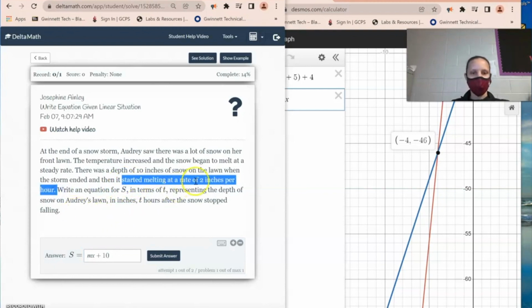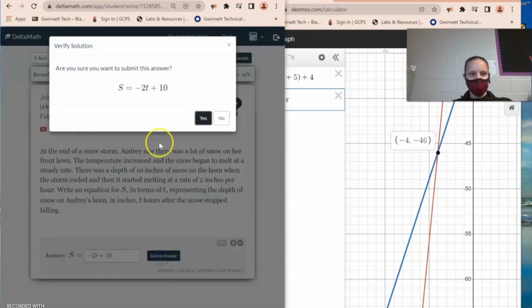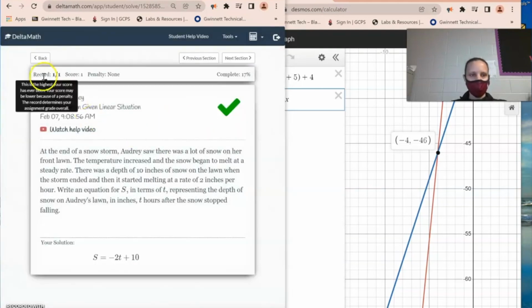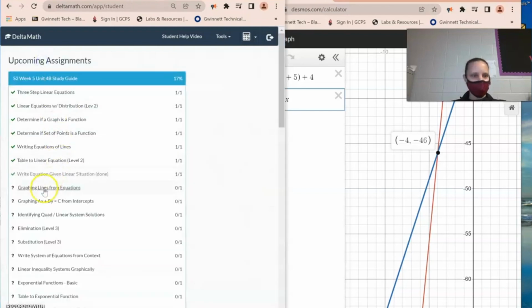Here's a hint. Whenever you see the word per, like every, those kind of words, that's your slope. That's how it's changing. So this one is melting. If it's melting, is it increasing or decreasing? Is the snow getting less or is it getting more? Hopefully you said less. So negative 2. Write the equation, read what it says in terms of t. So it's not going to be an x, it's going to be a t. My initial is my y-intercept. My slope is how it's changing.